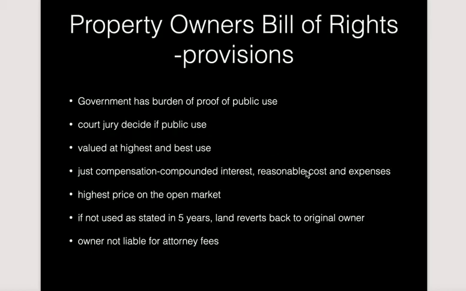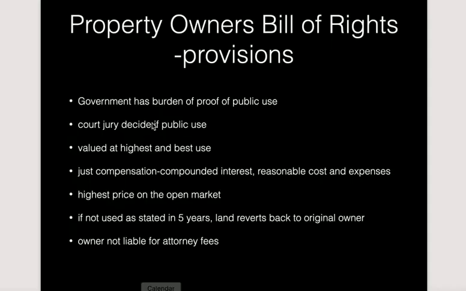So what Nevada did is they provided a property owner's bill of rights. They made some provisions. So they basically said, all right, we feel so strongly about property rights that we're going to put some limitations on this. And that is that the government has the burden of proof that there is a public use for it. A court jury needs to decide if this is considered public use.